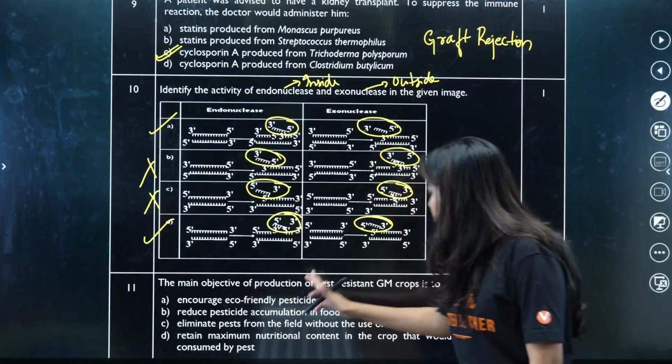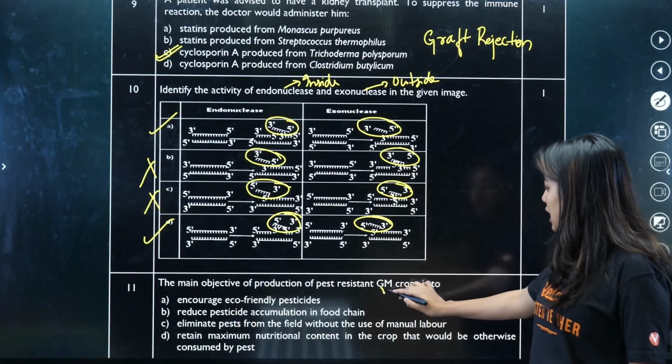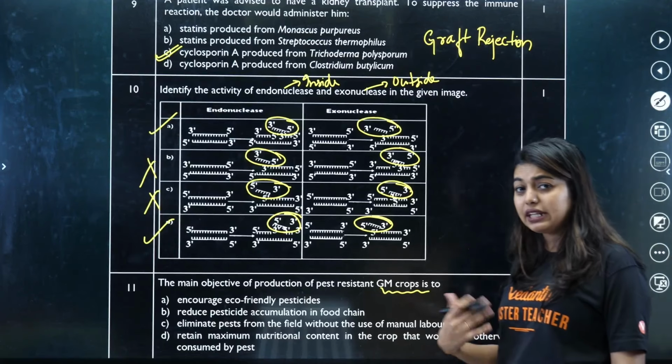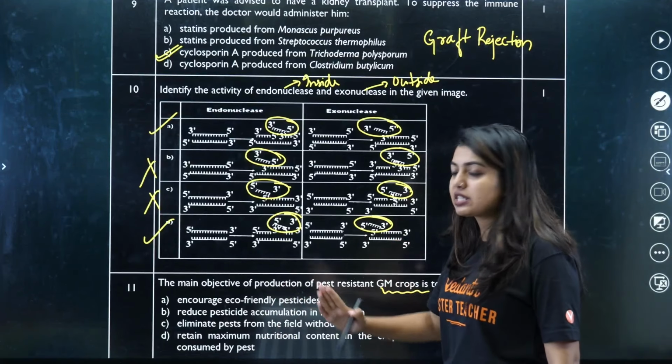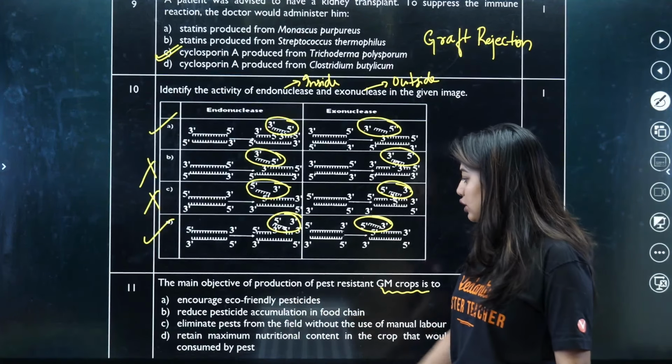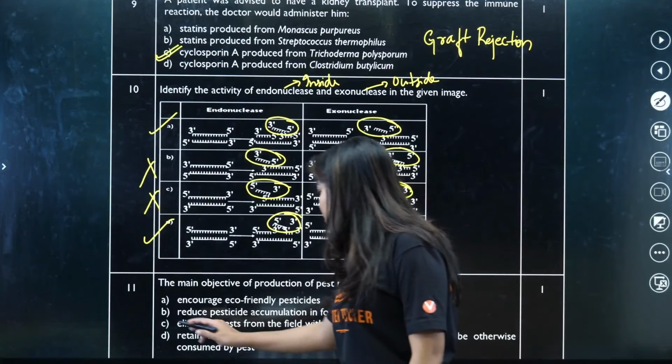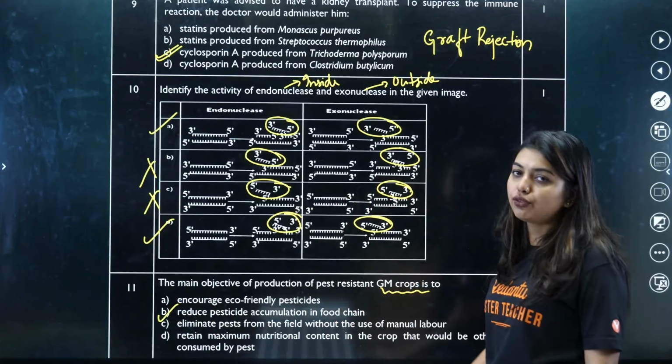Now, the main objective of production of pest-resistant genetically modified crops. Okay, mainly what is their goal? All the points given here are correct, if you read all the points, but their main goal is to reduce the pesticide accumulation in the food chain, okay?